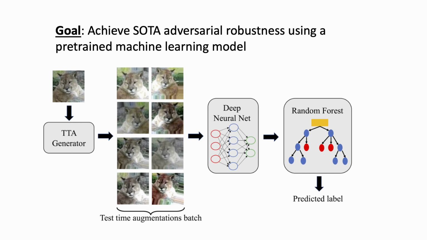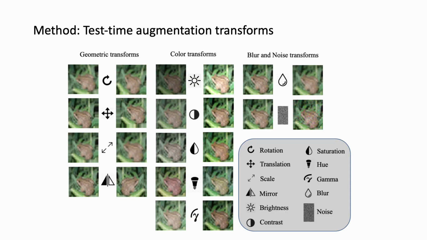In the inference phase, we generate n test-time augmentations for a single image. We then obtain the deep neural network logits for it, and pass the logits to the random forest classifier. The inference executes a single forward pass on all the n test-time augmentations at once, and thus it is very fast. The test-time augmentation generator introduces geometric, color, blur, and noise transforms.